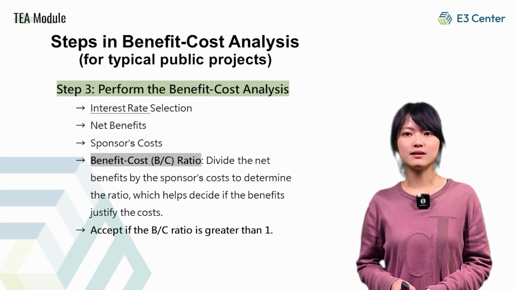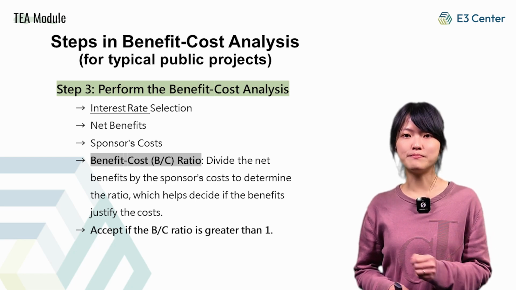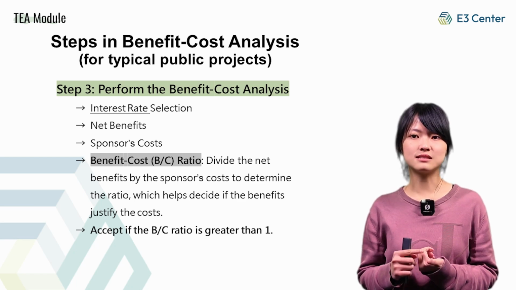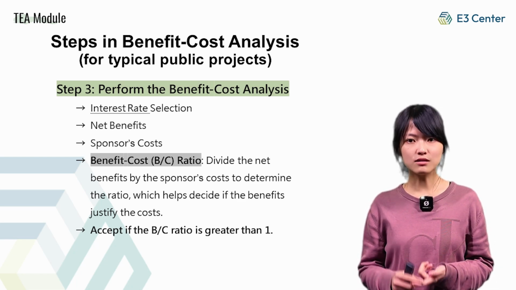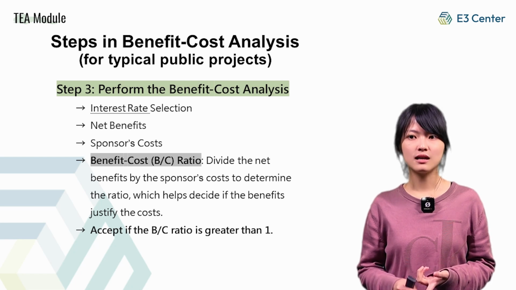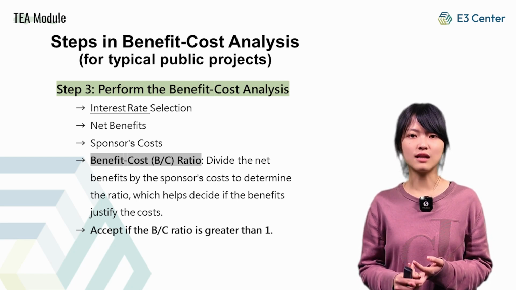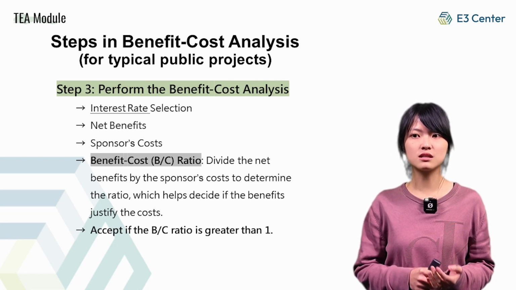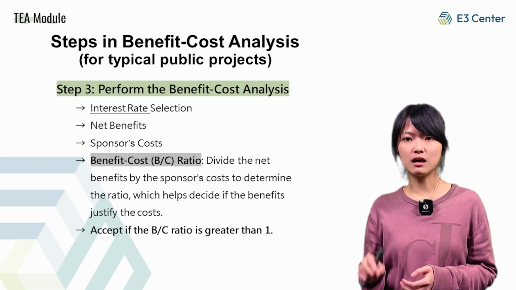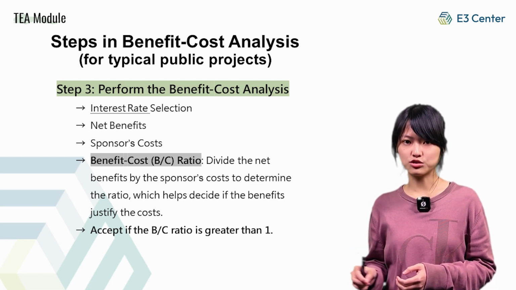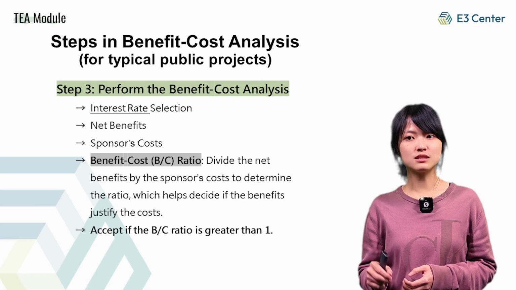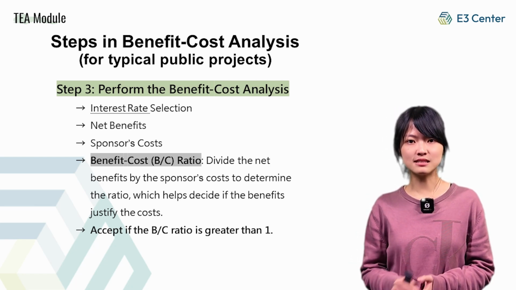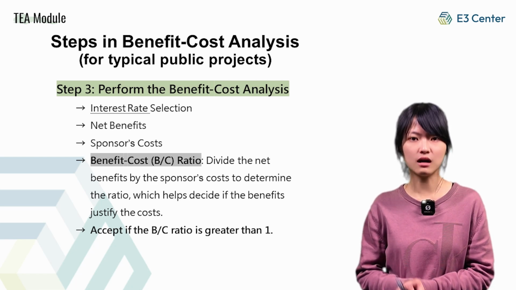The third and final step is to perform the benefit-cost analysis, which includes choosing an appropriate discount rate for the analysis, calculating the present value of the net benefit and all cost over the project lifespan, and then dividing the net benefit by the sponsor cost to determine the benefit cost ratio, or BC ratio. Accept the project if the BC ratio is greater than 1, meaning the equivalent user's net benefit exceeds the equivalent sponsor's net cost.